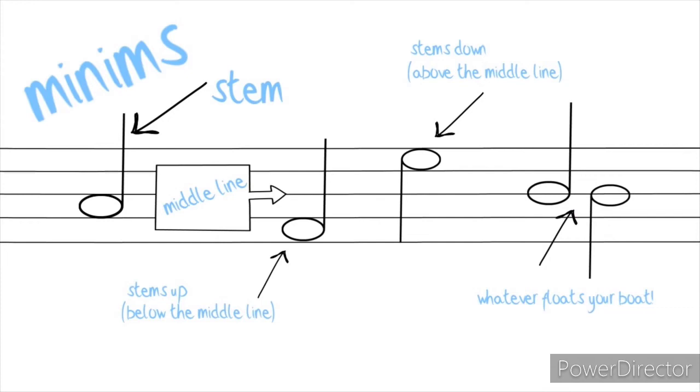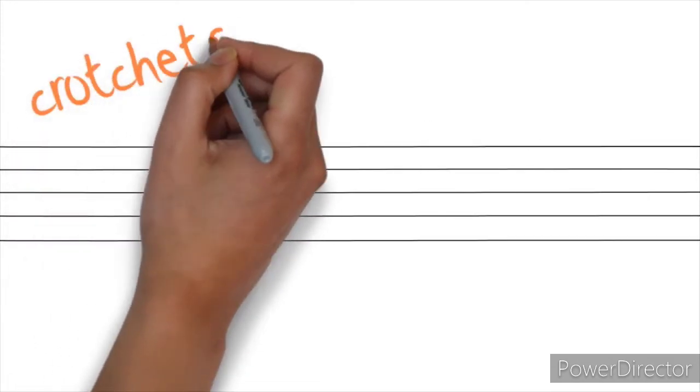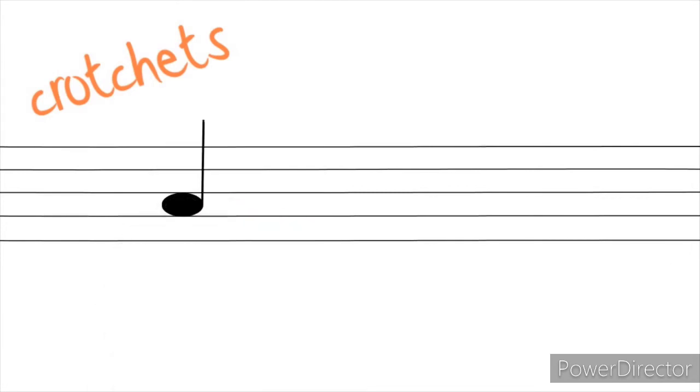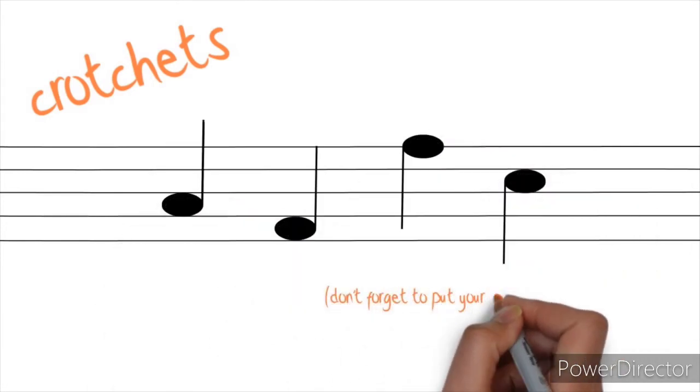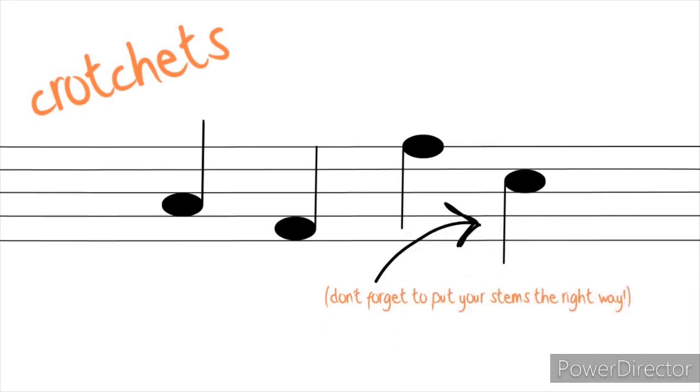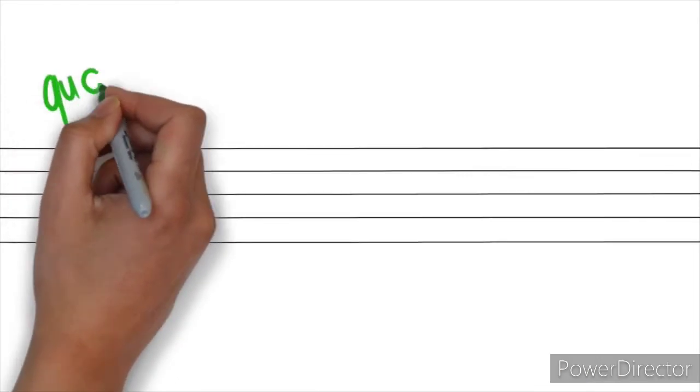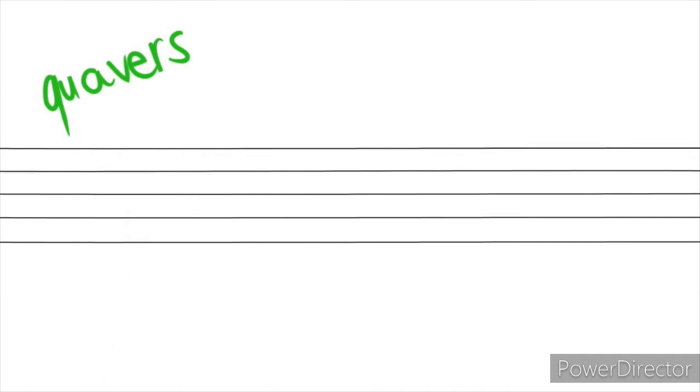Okay, so now we can draw minims and we can get the stems going in the right direction. Well, crotchets are just minims filled in, so that's really easy. Just draw your minim and then fill it in, and hey presto, it's a crotchet. So the next note value is the quaver.